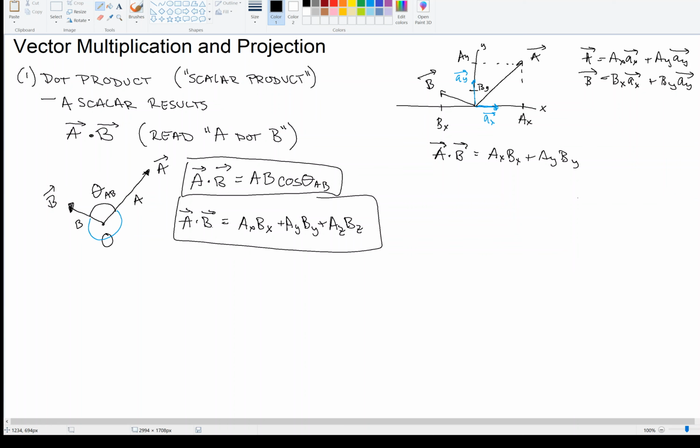All right, so let's try to understand this for a little bit. I'll ask some questions. Feel free to pause the video if you need to think about it. I'm going to assume you're going to do that. But anyway, what is the dot product of two vectors that are perpendicular?